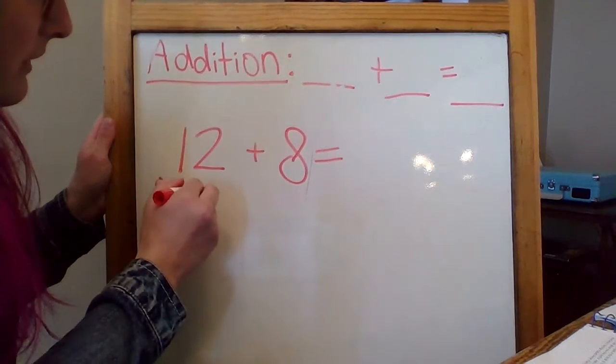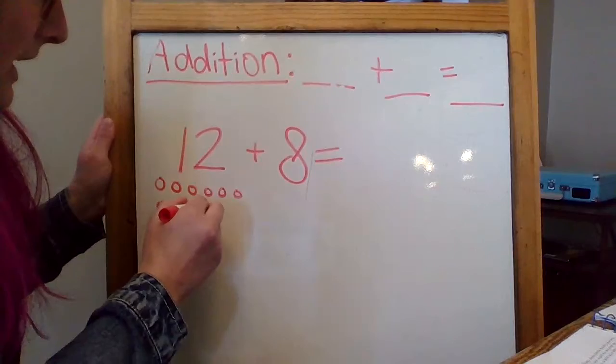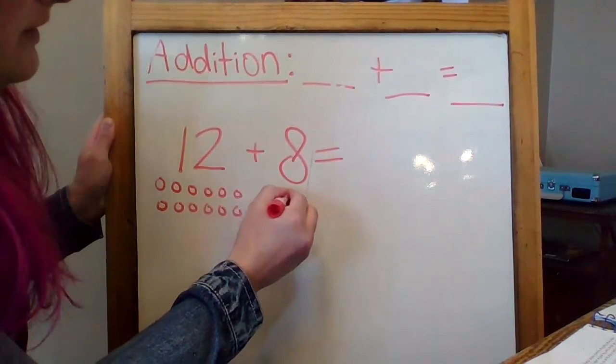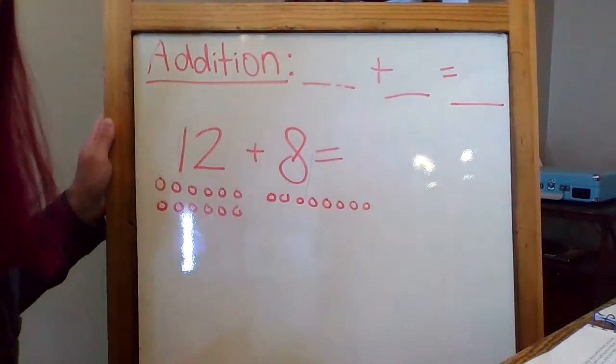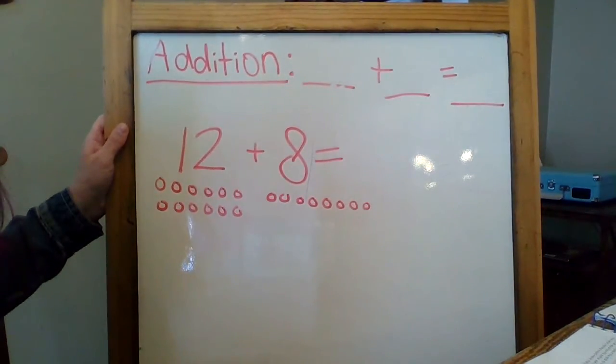1, 2, 3, 4, 5, 6, 7, 8, 9, 10, 11, 12. And then we're going to draw 8. 1, 2, 3, 4, 5, 6, 7, 8.